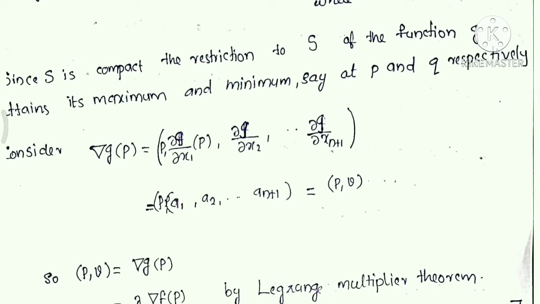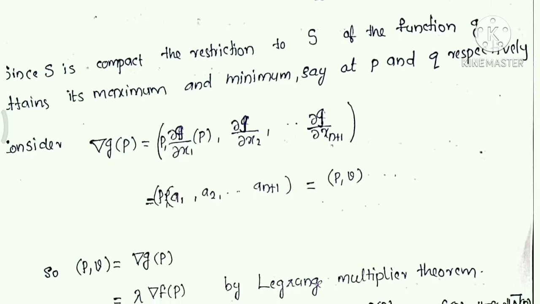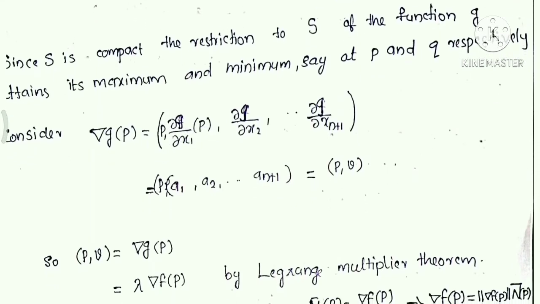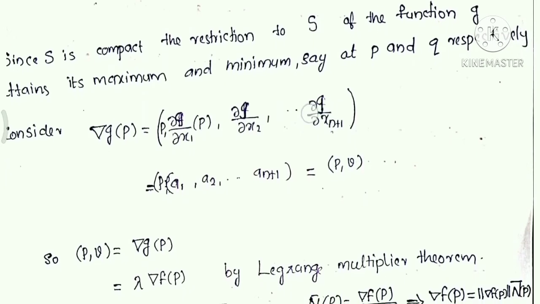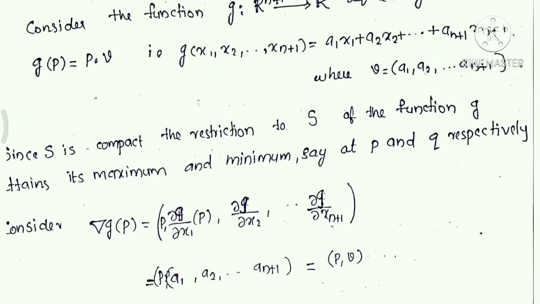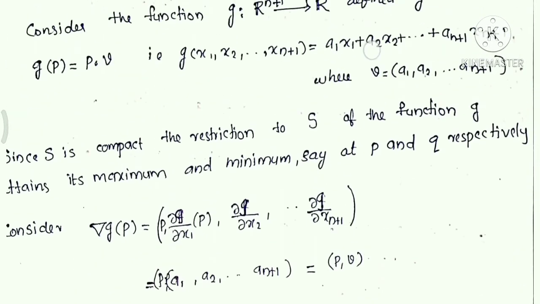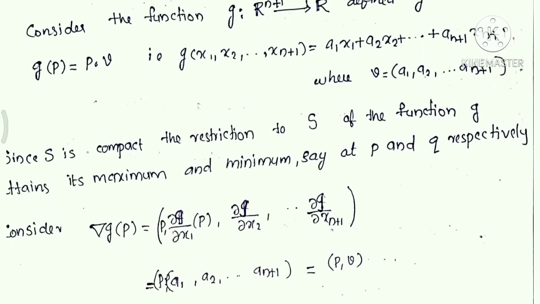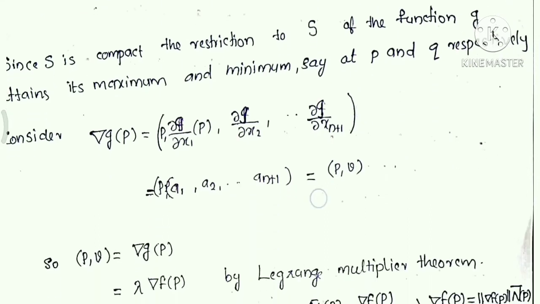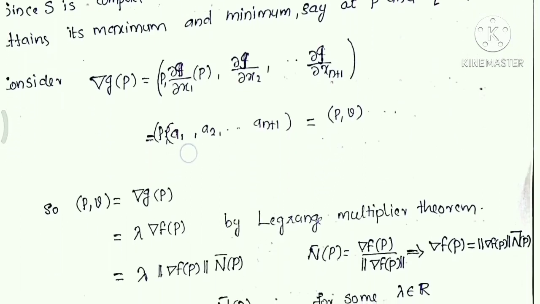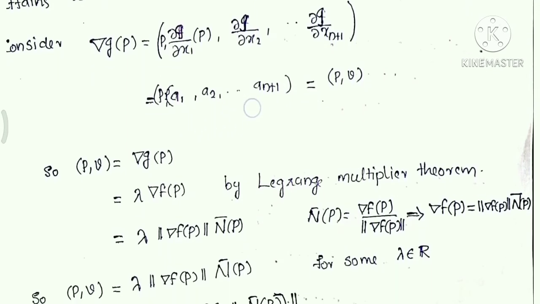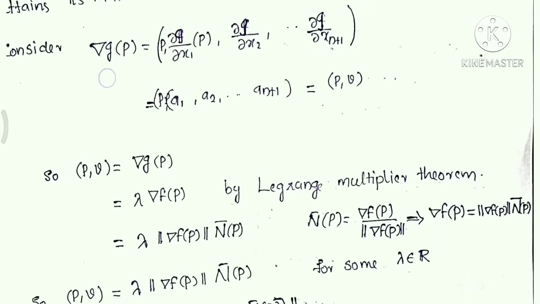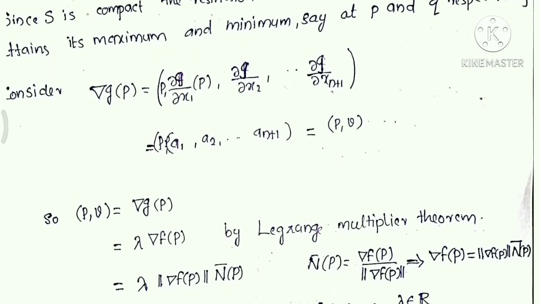Now consider del g(p), which is equal to (dou g by dou x1 of p, dou g by dou x2 of p, etc., dou g by dou x_(n+1) of p). Here dou g by dou x1 is equal to a1, dou g by dou x2 equal to a2, etc., dou g by dou x_(n+1) is equal to a_(n+1). So it is equal to (a1, a2, etc., a_(n+1)), and here (a1, a2, etc., a_(n+1)) is equal to v. So del g(p) is equal to v for p belonging to S.